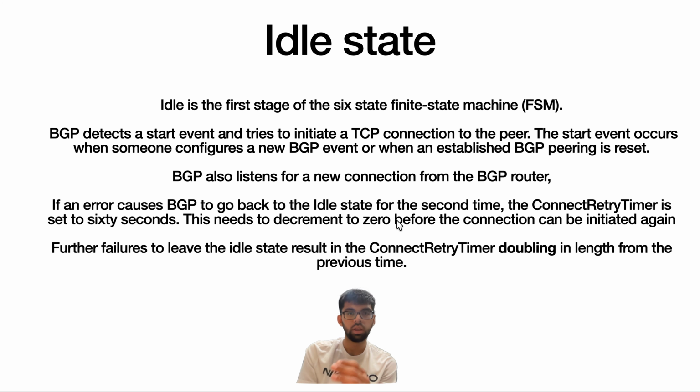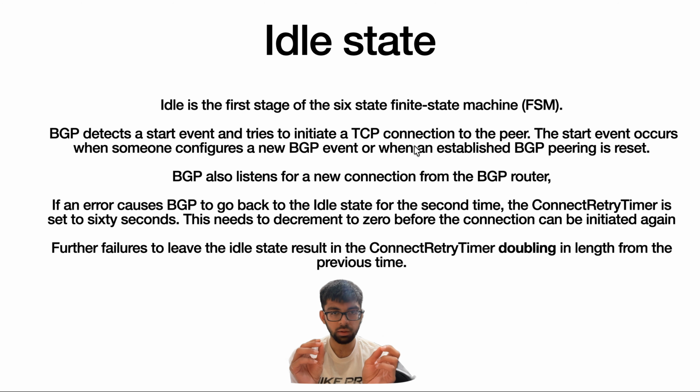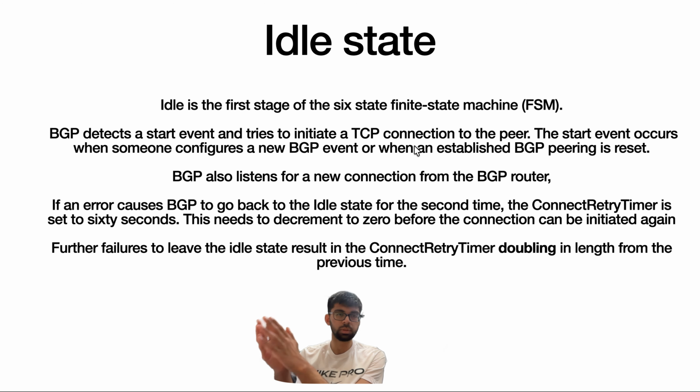Okay, so this is the first state. BGP is going to detect a start event and try to initiate a TCP connection to the peer. Okay, we're trying to create that connection. The start event occurs when someone configures that BGP event, or a BGP peering is reset. Okay, so BGP is listening for a new connection from the BGP router.